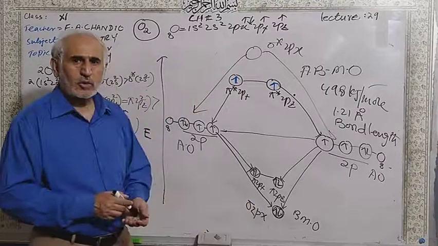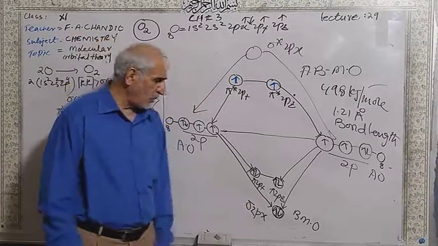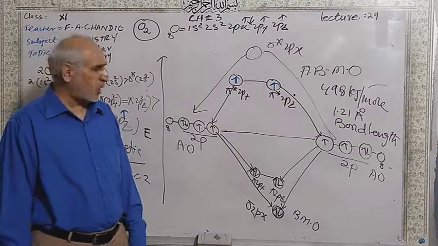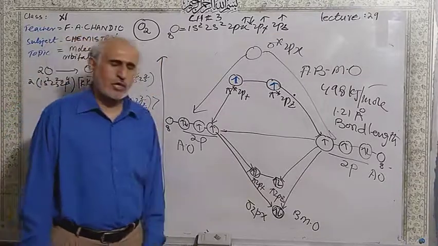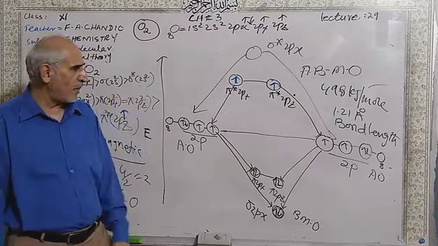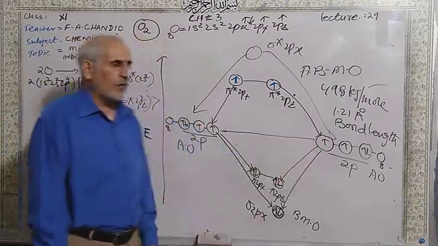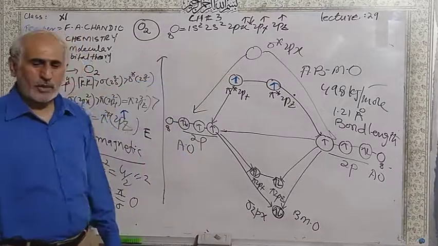Sigma 2px, you have to fill first. 2 electrons will be accommodated here in the bonding molecular orbital. Then pi 2py and pi 2pz, each with 2 electrons, so 4 will be here, a total of 6 electrons. And here are 4 and 4, 8. 2 will enter the anti-bonding.